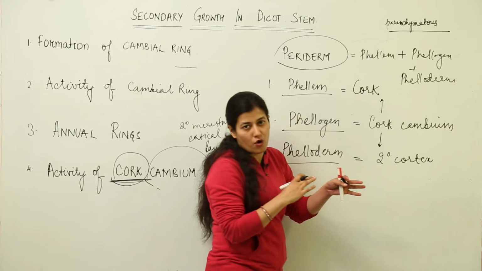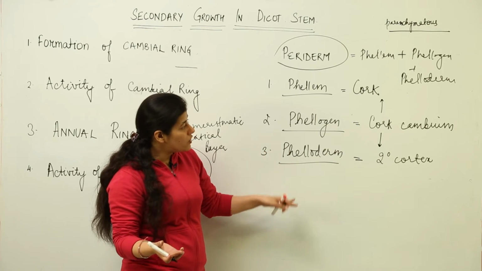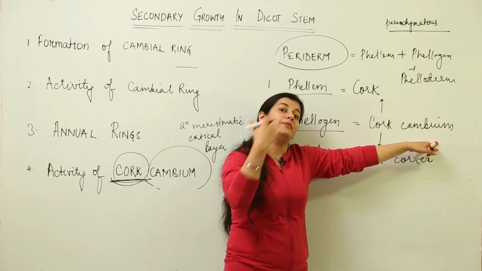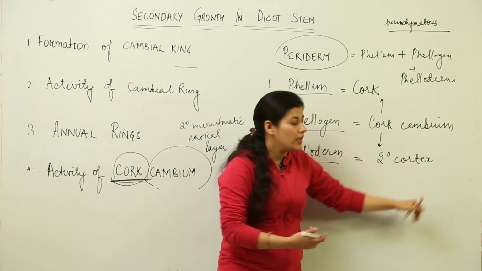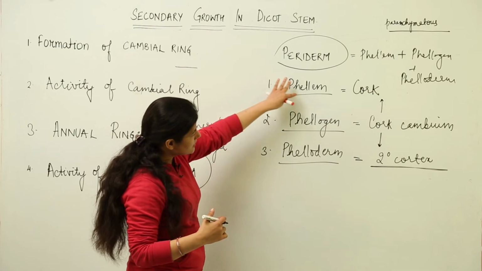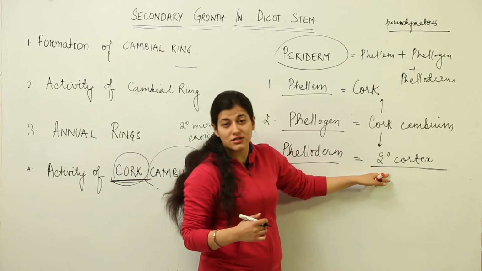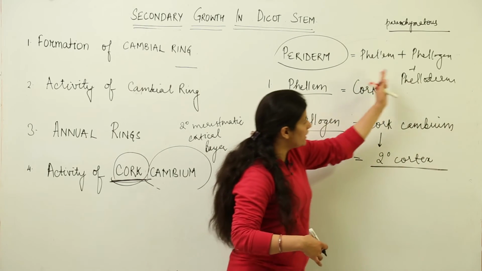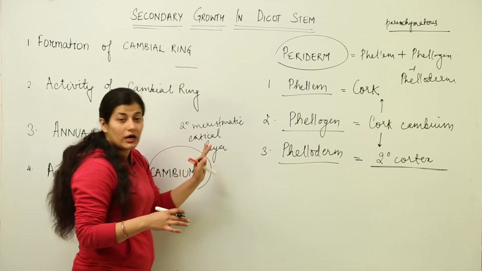Because the previously formed cortex was of primary origin, it was formed by primary meristem. Now because this cork cambium is meristematic, but because it has been derived from the previously formed cells, it is secondary meristem, and it forms secondary cortex towards inside. So these three layers, the cork cambium which gives rise to the secondary cortex towards inside and cork towards outside, are known as periderm. So I hope you get an idea what we are talking about.